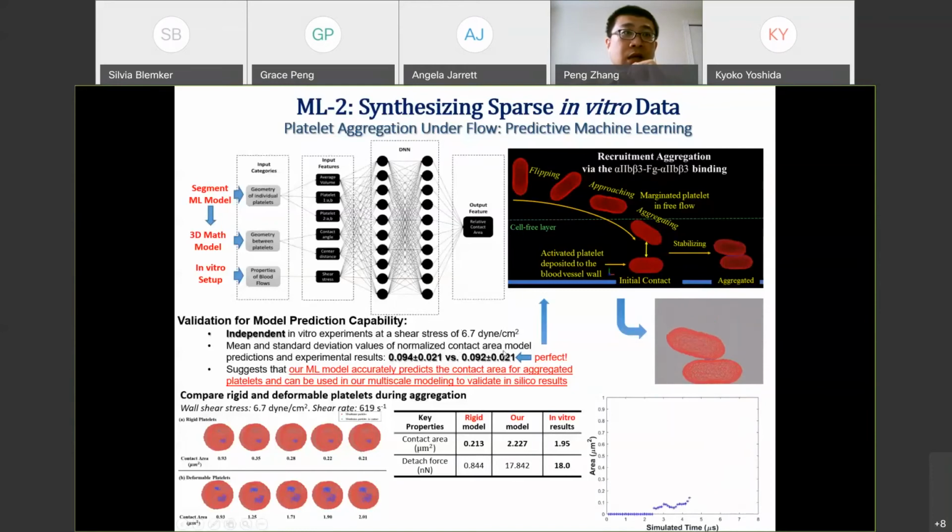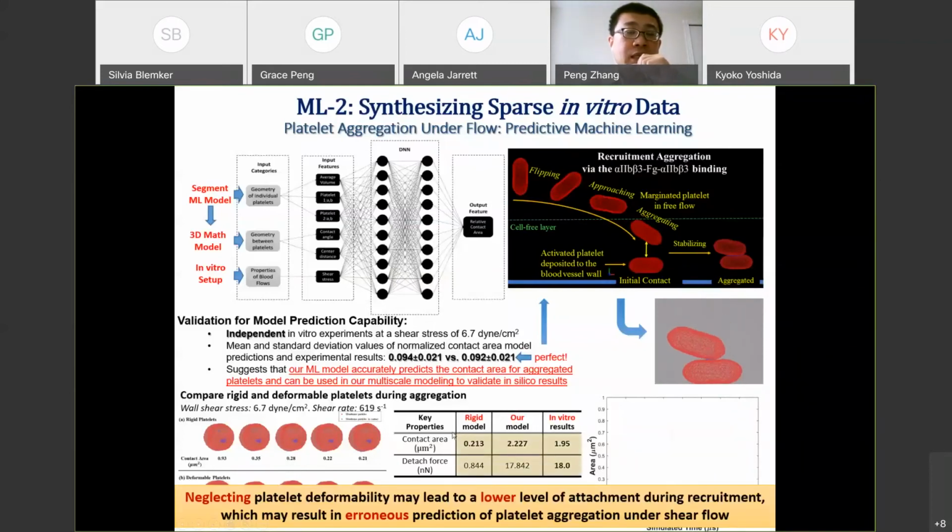So here, this is the model predictions and experimental results. We can see that the data are perfectly matched. So it means that our machine learning model can accurately predict the contact area, and that can be used in our multiscale modeling frameworks to validate our in silico results. Using our simulation systems, we can simulate and compare the flexible model with the oversimplified rigid model systems. We can see that if you neglect the platelets' deforming capability, you will significantly underestimate the attachment degree during the platelet recruitment.